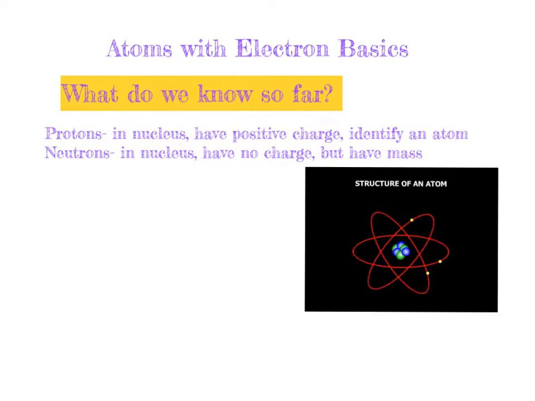Neutrons are also found in the nucleus. They have no charge, but they do have mass, so they make the element heavier because they're contributing to the mass of the element.